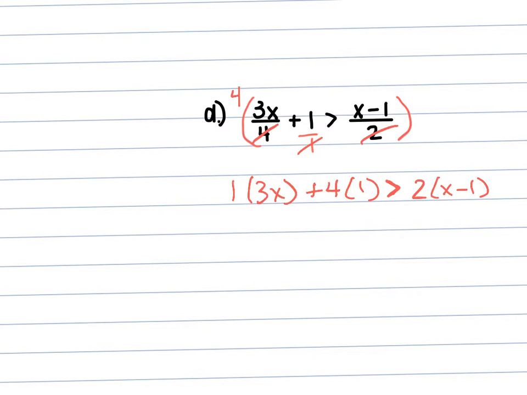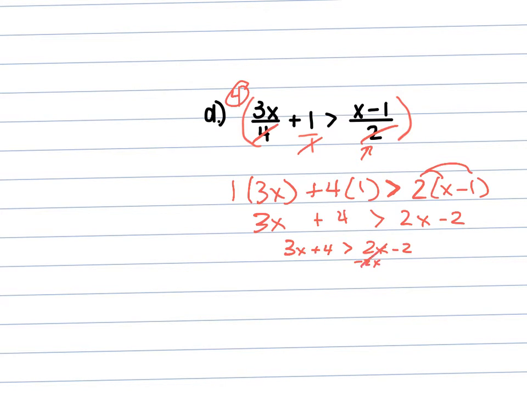So notice I'm just canceling out. 2 went into 4 2 times. That's where we got that 2 up there. 3x plus 4 is greater than 2x minus 2. I distributed there, 2x minus 2. So 3x plus 4 is greater than 2x minus 2.